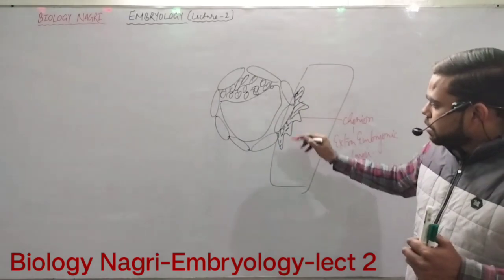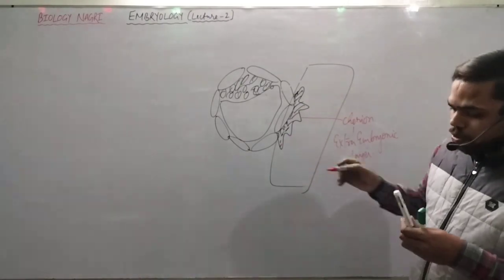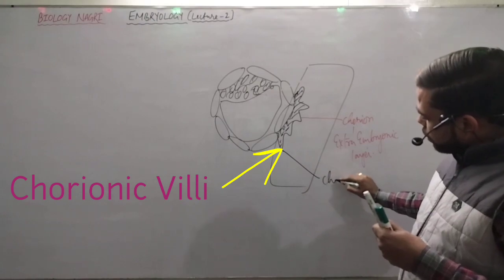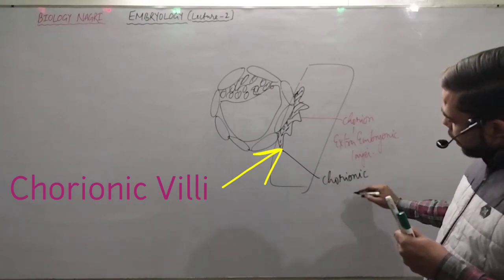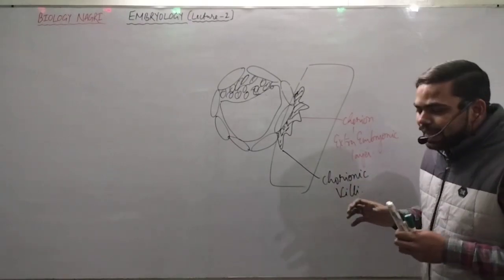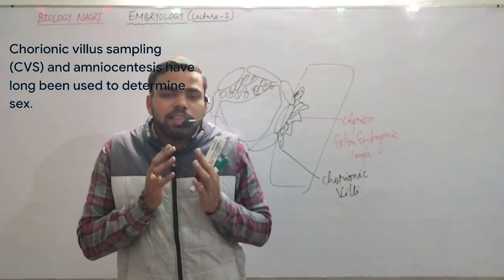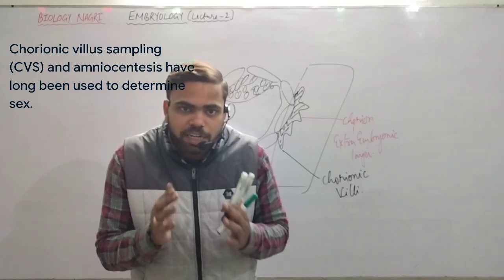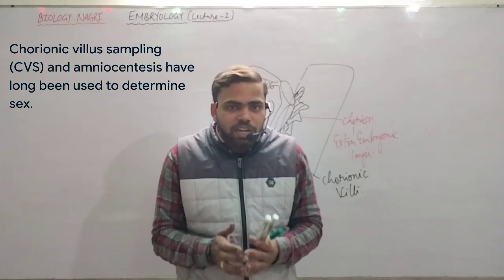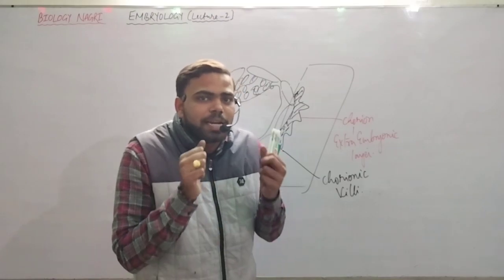Now, what happens? These are the chorion, and the finger-like projections are called chorionic villi. I want to tell you a bit about these chorionic villi. Chorionic villi are capable of determining the gender of a fetus in the amniocentesis process. It means if a couple is going for determining the gender of a baby, a sample of chorionic villi is also capable of determining that.